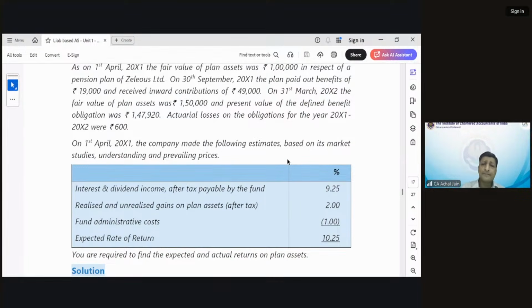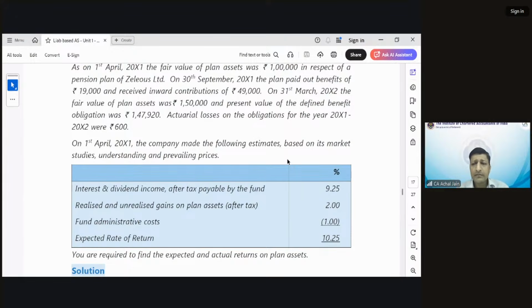Interest and dividend income, after the tax payable by the fund, will be 9.25%. That's one. Realized and unrealized gains on plan assets after tax, 2% is the expectation. Fund administrative costs, that is 1%.